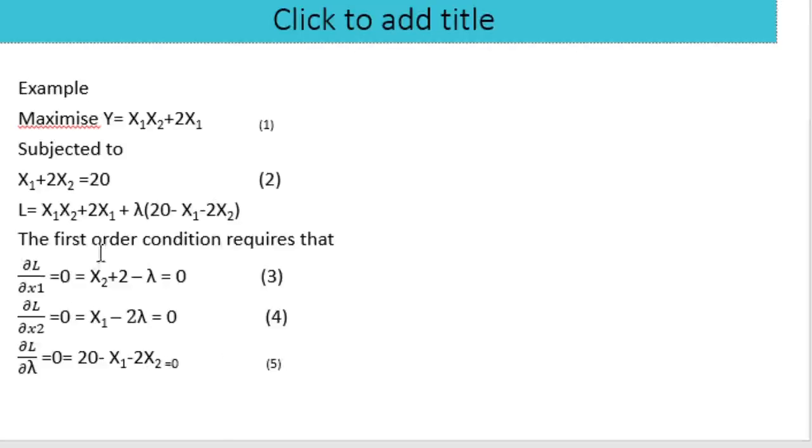Then the differential of ∂L/∂λ, that is, take the differential of this function with respect to lambda. Here there is no lambda, therefore it is 0. Here we have one equation. The differential of this equation with respect to the variables will give 20 minus x1 minus 2x2 equal to 0. That is, this equation is 20λ minus λx1 minus 2λx2. If we differentiate this function with respect to lambda, we will get 20 minus x1 minus 2x2 equal to 0. These are the three equations.